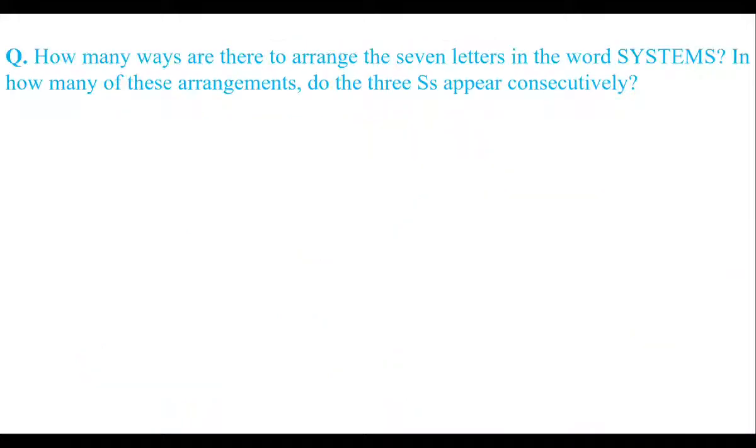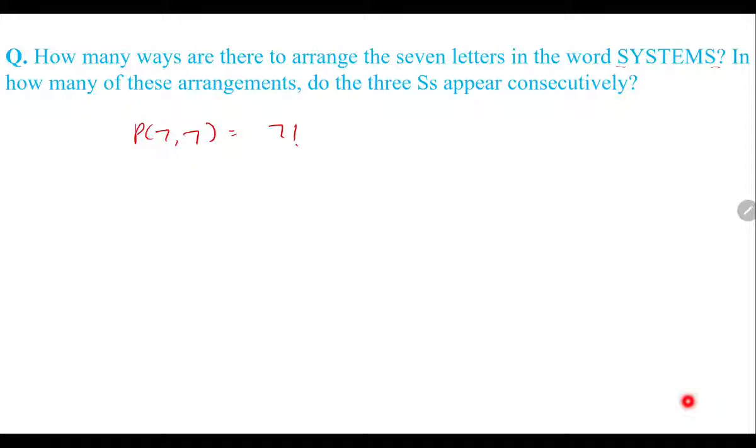Now let's see some questions. The first question says: how many ways are there to arrange the 7 letters in the word SYSTEMS? It means there are 7 letters which need to be arranged. Order matters, so first it is a problem of permutation. The obvious choice, someone can say, is P(7,7), which is 7 factorial. But this is actually not correct, because here all letters are not distinct. If they are distinct, then it is 7 factorial.